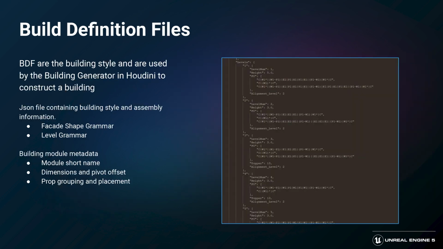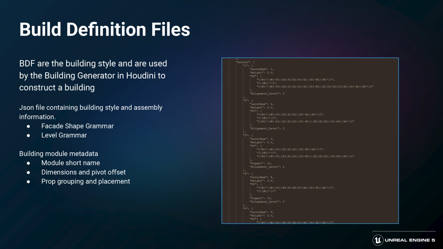All of the module information, including shape grammar and level grammar, is recorded in a JSON formatted building definition file. This file was saved externally from Unreal Engine and used by Houdini to construct a procedural building. We thought of the PDF files as the building style, as it represented everything required to construct a building of a particular style.